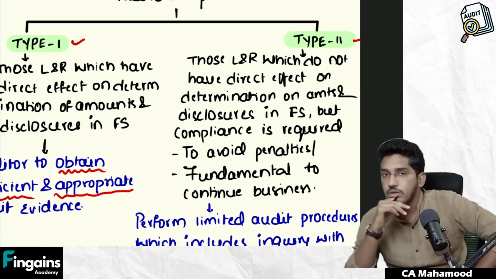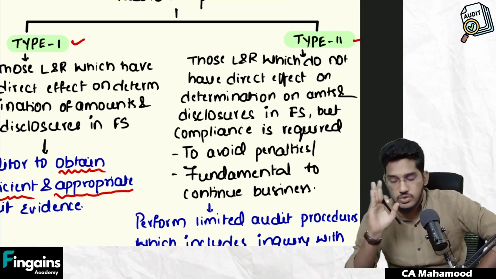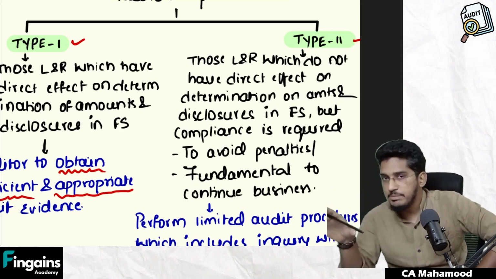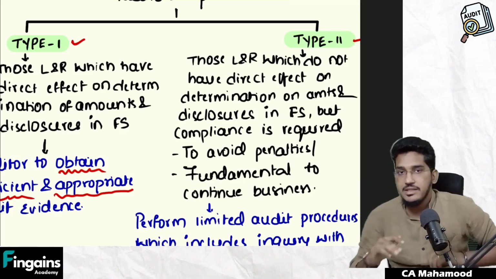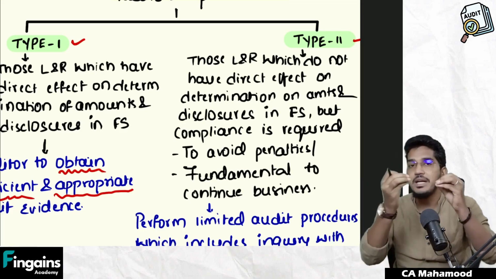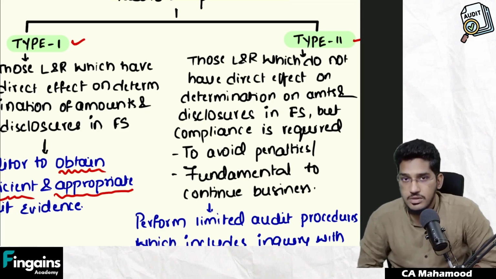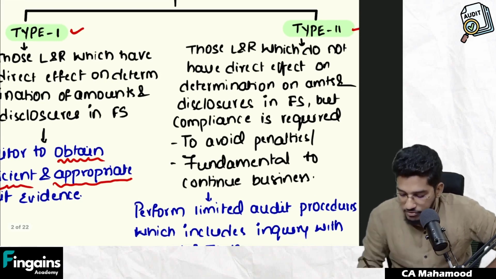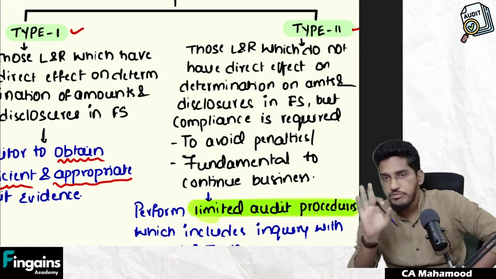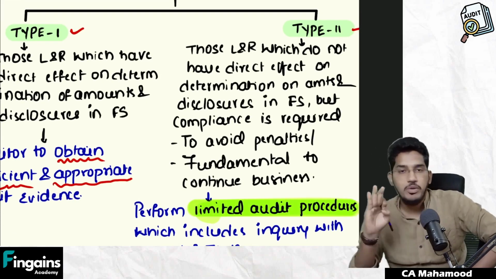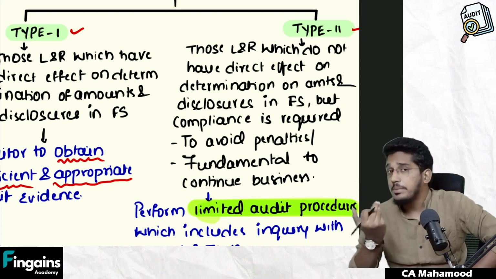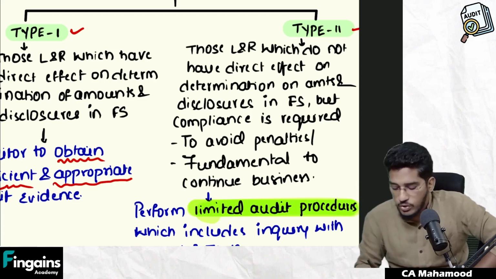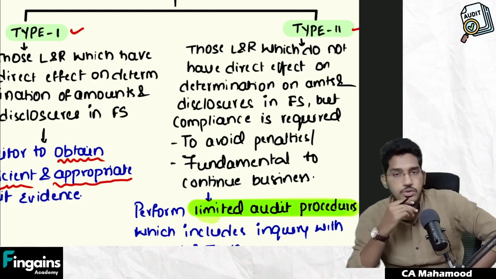Should the auditor completely ignore type 2 laws and regulations? No. The standard is not asking you to perform in-depth audit procedures regarding type 2 laws. At the same time, it is not even expecting you to completely ignore them. Then what has the standard told, sir? The standard mentioned that when it comes to type 2 laws and regulations, you perform limited audit procedures. You need not perform in-depth audit procedures. At the same time, you should not completely ignore it.